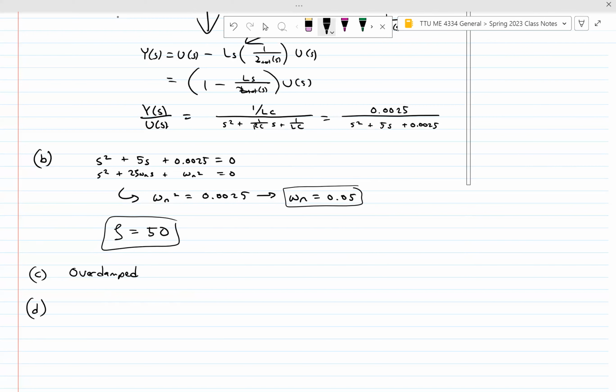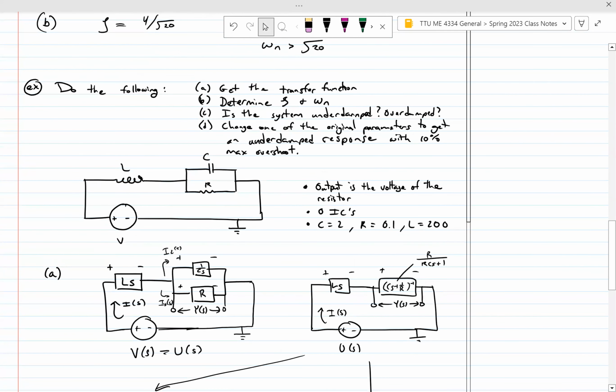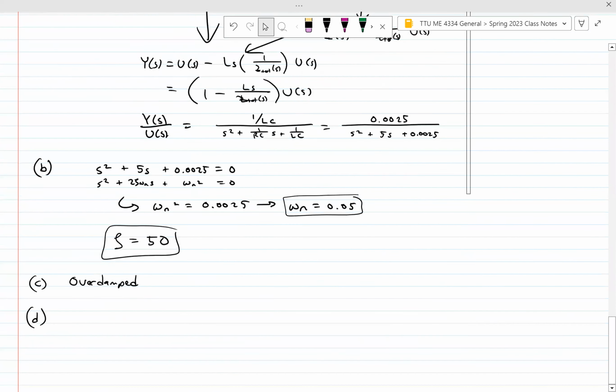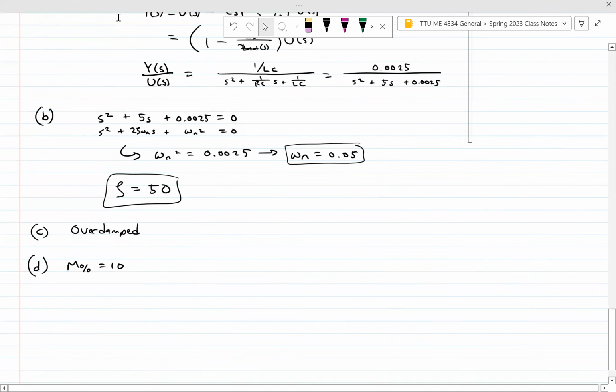And now for part D, now I want to say change one of our original parameters. I don't want an overdamped system anymore. So we have this circuit and I say replace the capacitor, the inductor, or the resistor with a new one, with a new value to get an underdamped system with 10% max overshoot for a step response here. All right, so we want percent overshoot is equal to 10. Right. How can we go about doing that?